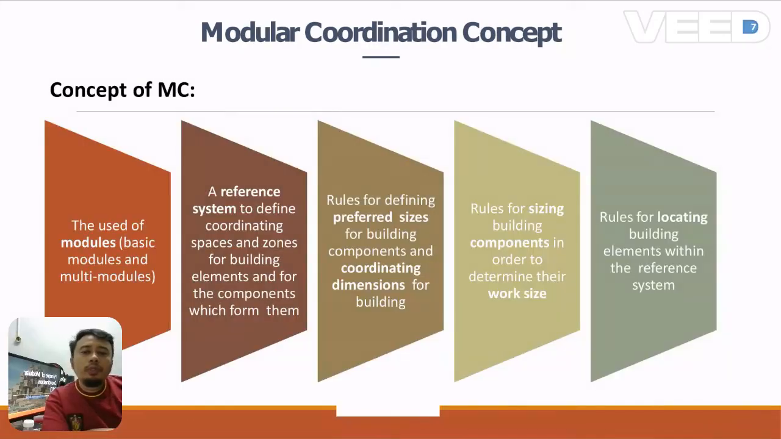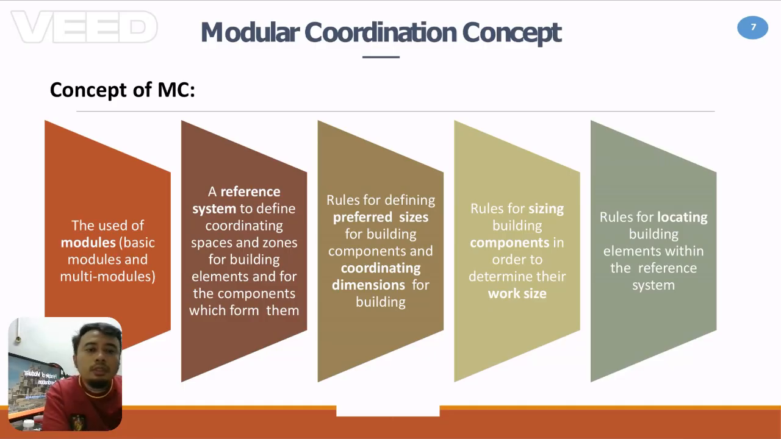So in the previous video, we have talked about what is modular coordination, what is dimensional coordination, what are the good characteristics of a module. What are the modules? So in this part of the video, we're going to talk about the big picture, the concept of modular coordination. So the main objectives of modular coordination are to improve productivity, reduce waste, and to streamline installation of the components.